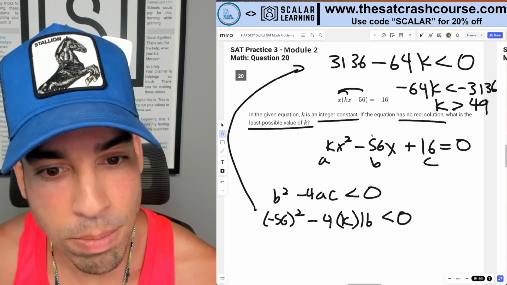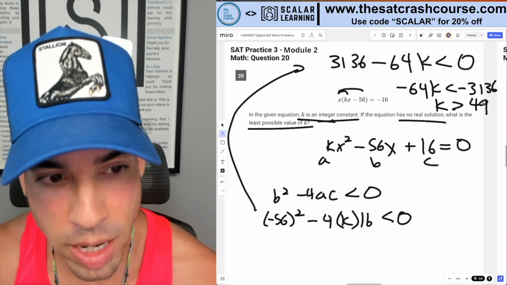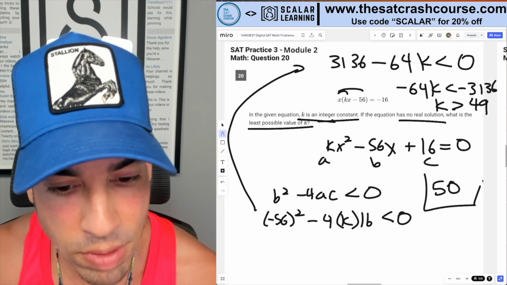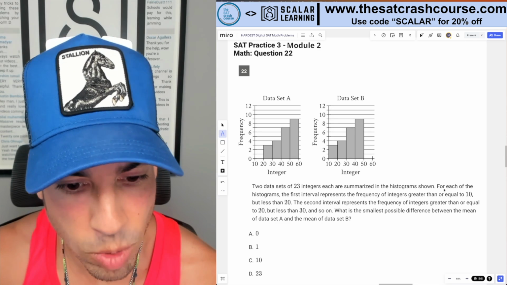So the least possible value, since it's saying that k is an integer, it says k is greater than 49, meaning k could be 50. So 50 is the winner. Done. Two data sets of 23 integers each are summarized in the histograms.